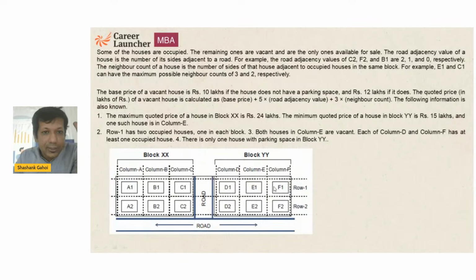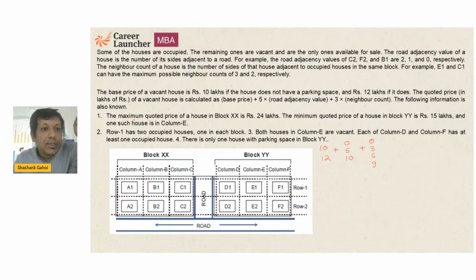Okay, now let's start. Let's see. I have already figured out that my prices are going to be either 10 or 12, plus road adjacency value, so it is going to be either 0 or 5, that is 5 into 0 or 5 into 1. Then, according to neighbor count, it is going to be 0, 3, 6 and 9. Now I'm going to start solving.